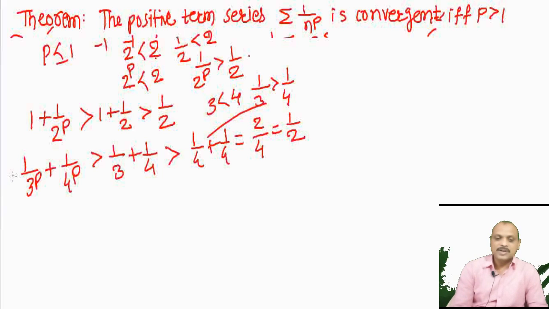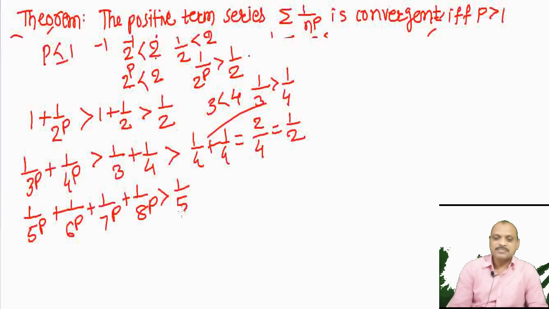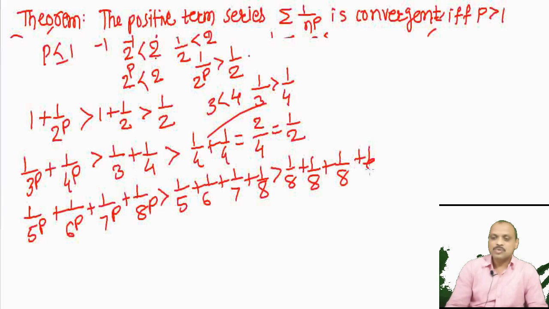Similarly here, 1 divided by 5 raised to p plus 1 divided by 6 raised to p plus 1 divided by 7 raised to p plus 1 divided by 8 raised to p is greater than 1 by 5 plus 1 by 6 plus 1 by 7 plus 1 by 8. This is greater than 1 by 8 plus 1 by 8 plus 1 by 8 plus 1 by 8. This is equal to 4 by 8, which is nothing but 1 by 2. So it is greater than 1 by 2.